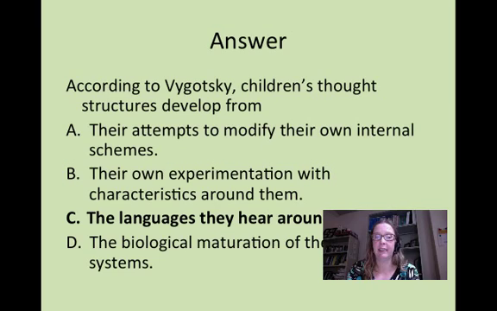Did you say C? If so, you're correct. Both A and B are really Piagetian type of thinking. And D is going to be more about the information processing theory that we'll talk about here in a few moments.